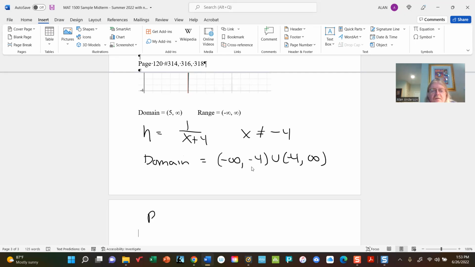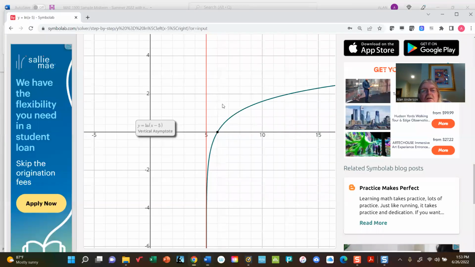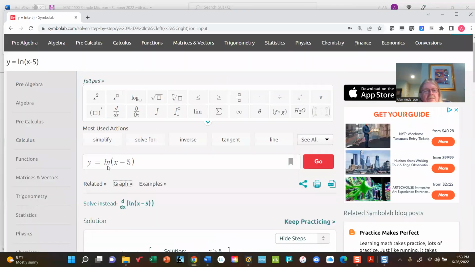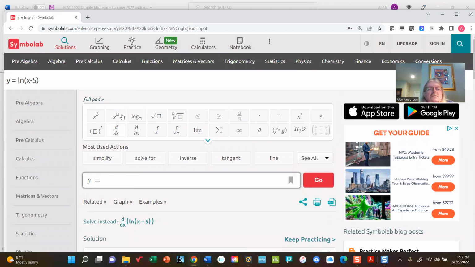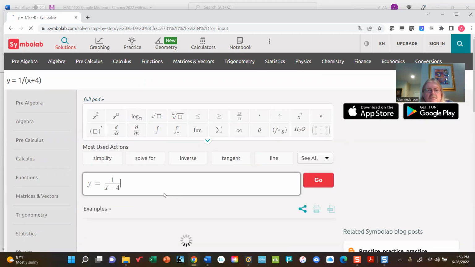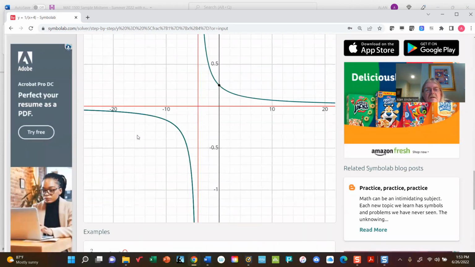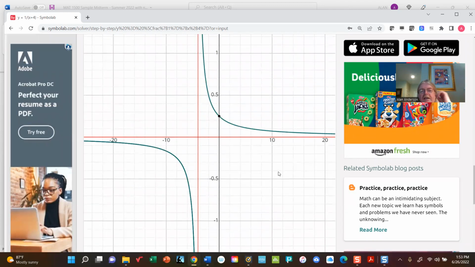The range is a little different. Matter of fact, let's go do the graph, just so we can see this. The range will basically be everything except 0. All right, let's try that. 1 over x plus 4. Oh, now that's a complicated one, but you can see that it actually has two asymptotes, one vertical, one horizontal.